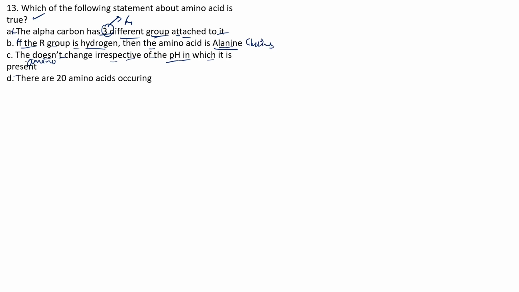And the third statement: the charge of the amino acid doesn't change irrespective of the pH in which it is present. No, it actually changes according to the pH condition in which it is present. Even option C is also false.